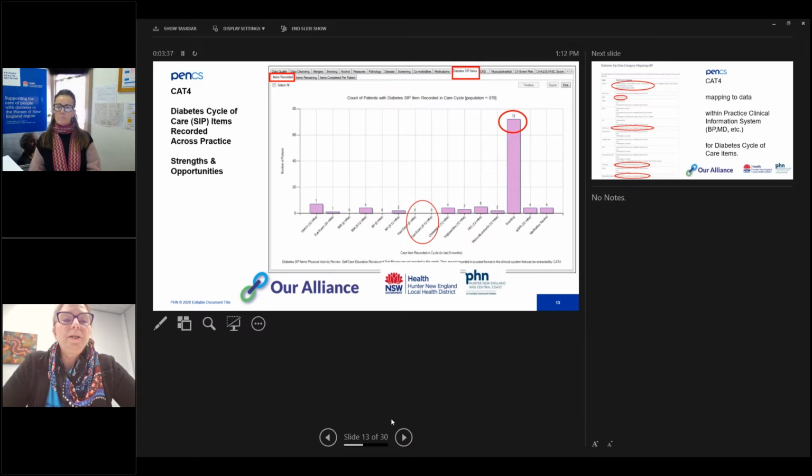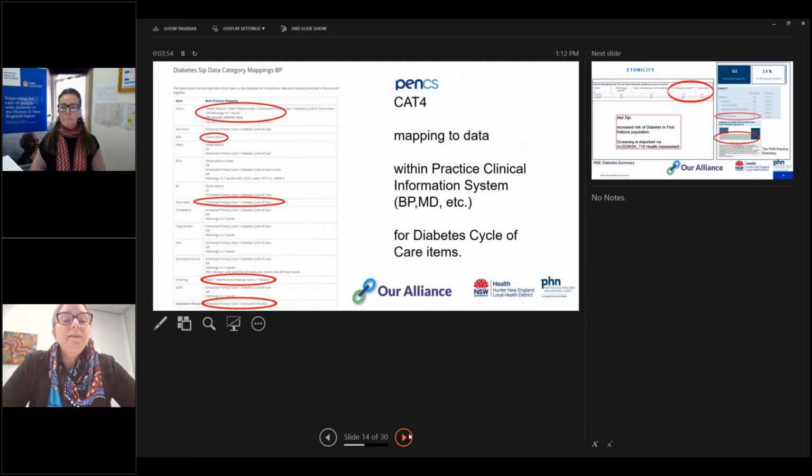This CAT4 report talks about the strengths and opportunities within the practice. So you can see this practice is really great about recording smoking. However, as we discussed, not so great about recording the foot or the eye exam. So this is the data mapping in CAT4 that maps to your entries in your practice system. And there's a couple of different places there: observations field, the diabetes cycle of care field, the smoking field, and the medication review field.